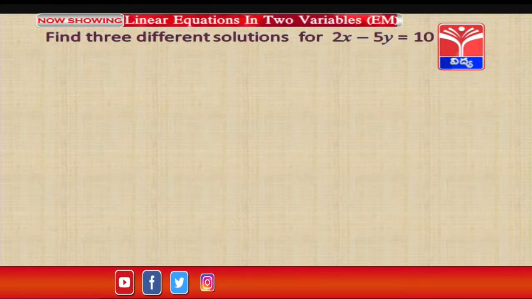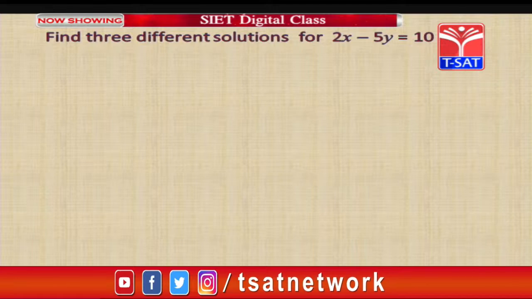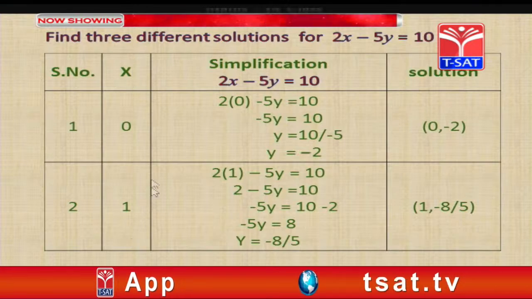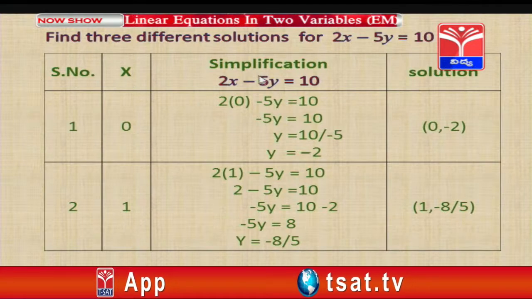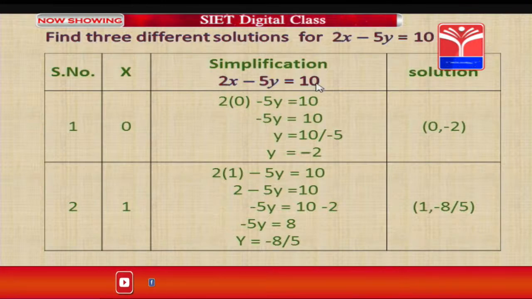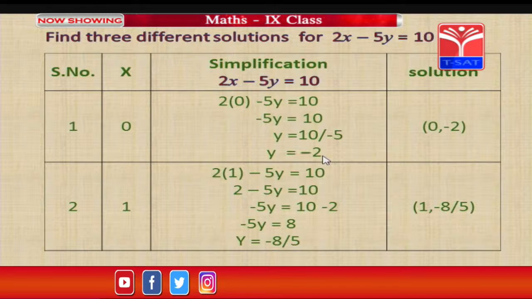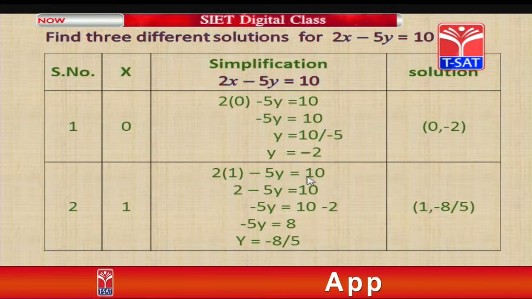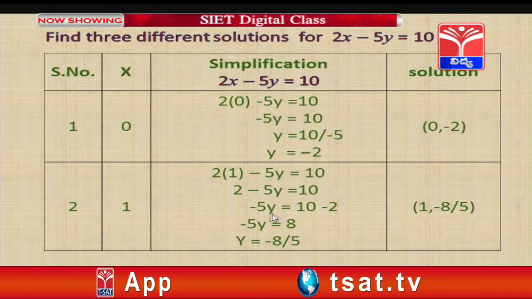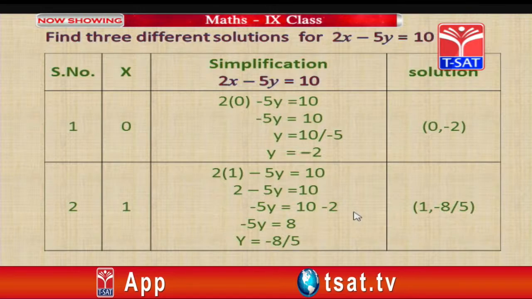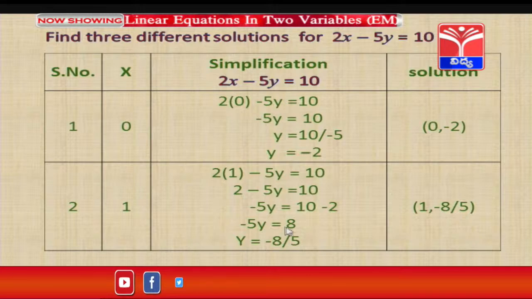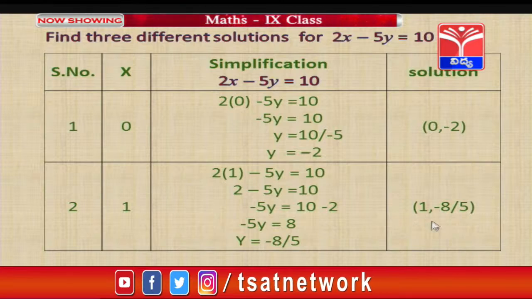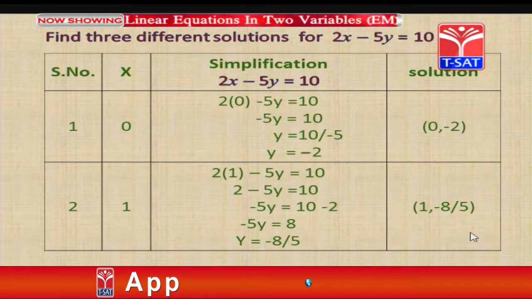Find 3 different solutions for 2x minus 5y is equal to 10. How to find? Here I have taken x as my independent value. I have taken x is equal to 0 and I am substituting in this equation 2x minus 5y is equal to 10. When I take x value 0, I got y value as minus 2. Now, when I am taking x value as 1, what happens? 2 into 1 minus 5y is equal to 10, 2 minus 5y is equal to 10, minus 5y is equal to 10 minus 2, how much does it become? 8. Minus 5y is equal to 8, that means y is equal to minus 8 by 5. That means my solution is (1, -8/5).